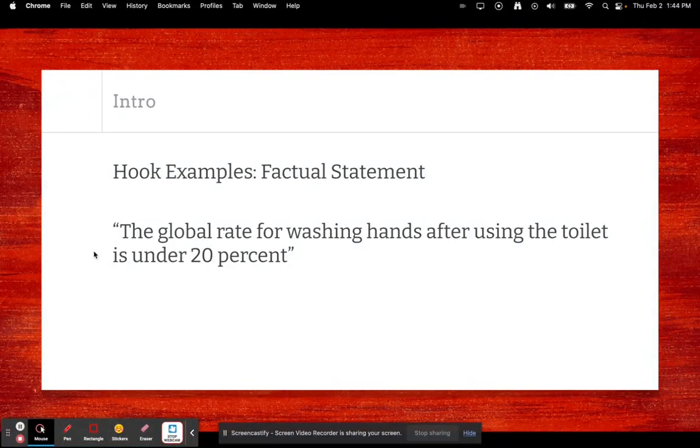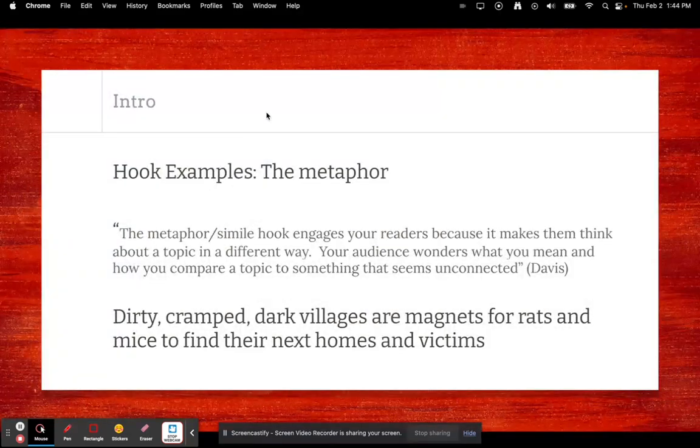Another example would be a factual statement. That's taking a statistic and putting that as your first sentence. Now this one's a little bit trickier. I'm not 100% sure if this will work in your paper about the plague, but it might. For example, the global rate for washing hands after using the toilet is under 20%. That's a crazy factual statement. I want to read more.